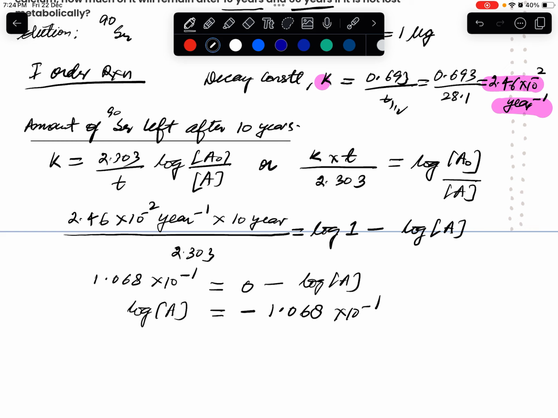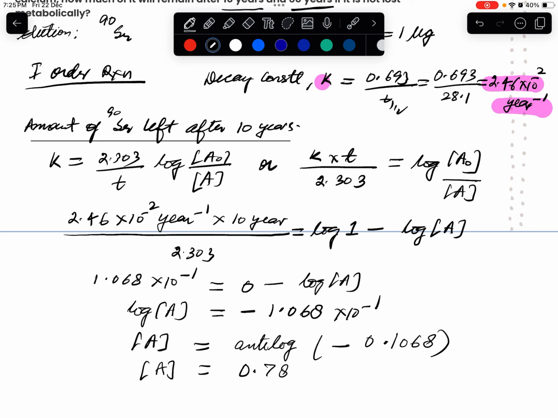So we can convert log A into A by taking anti-log. Okay, so value A can be written as anti-log of minus 0.1068, and therefore A is equal to 0.7814 microgram. This is our first answer.